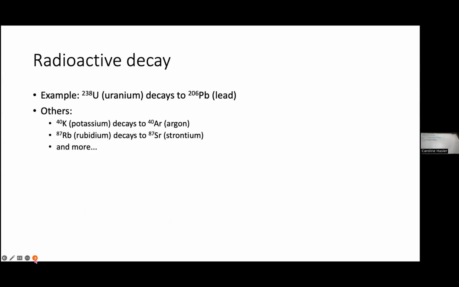Uranium will decay to thorium, and then eventually, through a series of other decays, it will decay to lead-206, which is stable. We also have a bunch of other decays. So for instance, potassium-40 will decay to argon, rubidium will decay to strontium, and there are a lot of other radioactive elements in nature that will undergo this kind of decay.